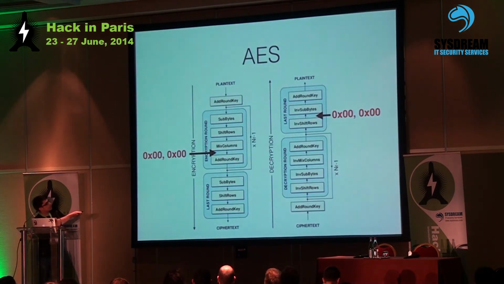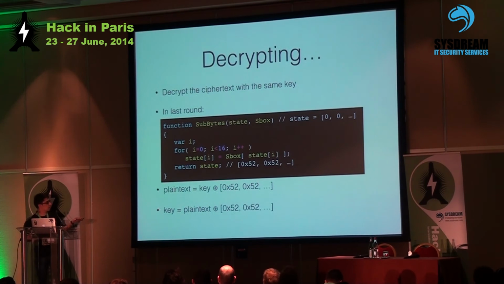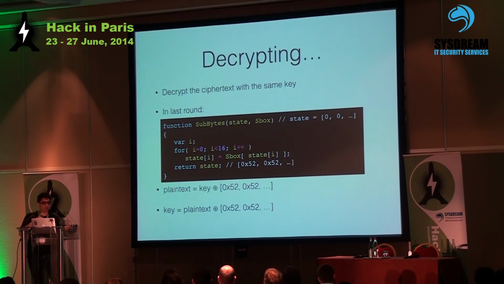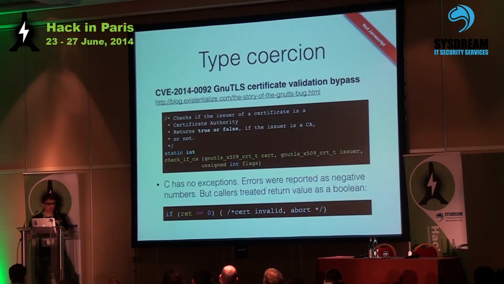And then there's the last step, XORing with the round key for this particular round. As a result, the plaintext that you receive is actually the XOR of the key with these 0x52 bytes. So this is a beautiful attack showing how weak typing and type coercion in JavaScript can result in a really serious vulnerability. But again, this is not something unique to JavaScript.